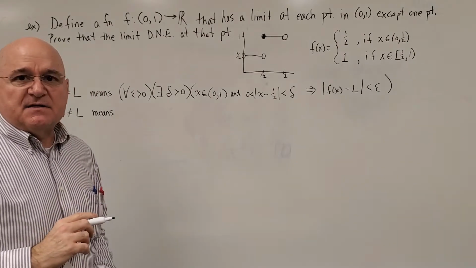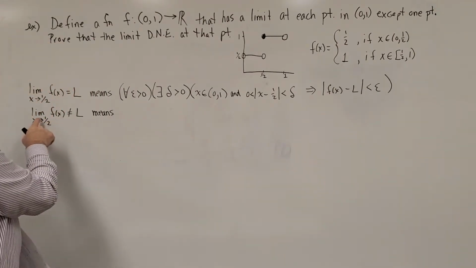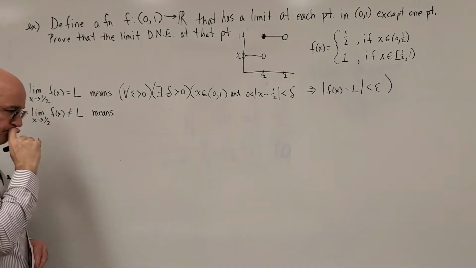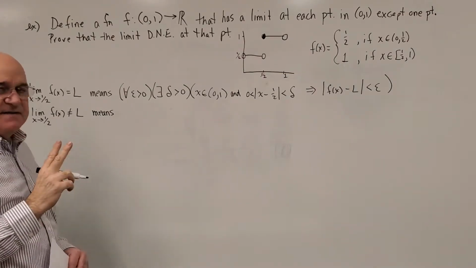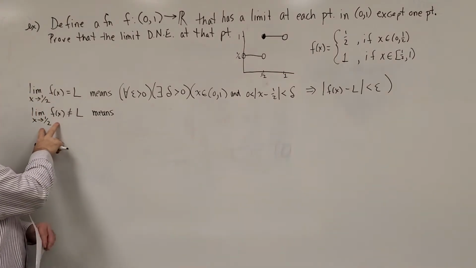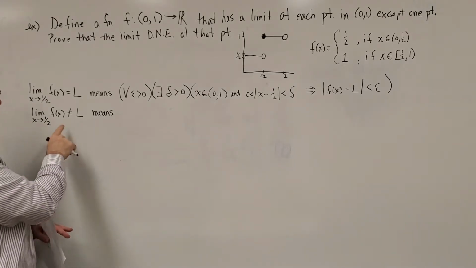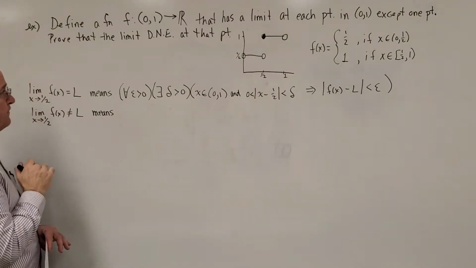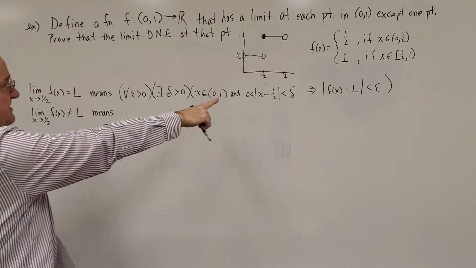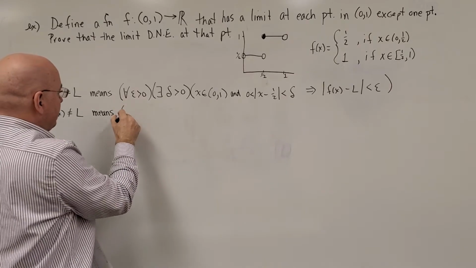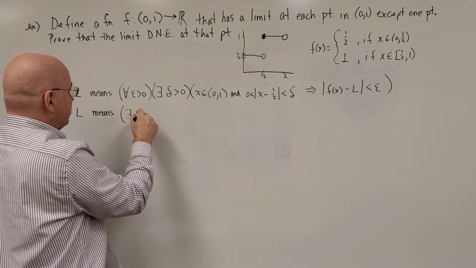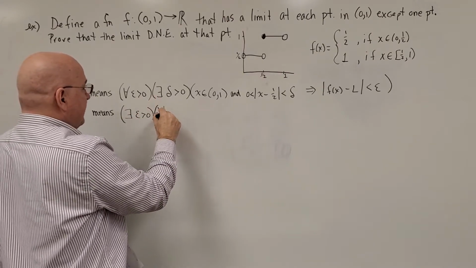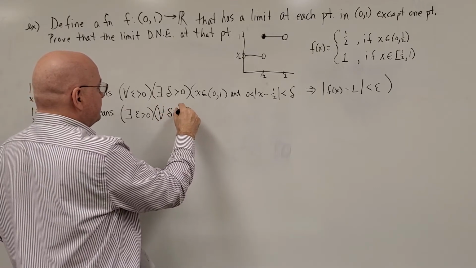But the limit does not exist at 1/2. So the limit of f of x as x goes to 1/2 is not equal to L means, and I need to point out there are two cases here. Either the limit doesn't even exist, or the limit exists, but it is something different from the number L. So if you remember how to negate, for every epsilon becomes there exists an epsilon, and there exists a delta greater than 0 becomes for every delta greater than 0.